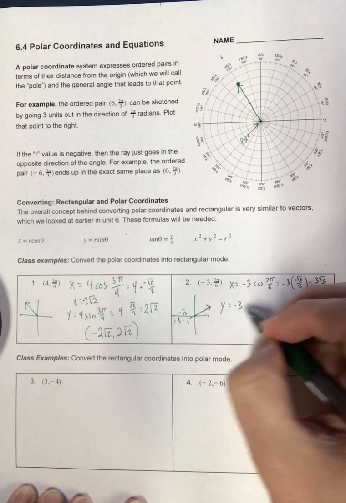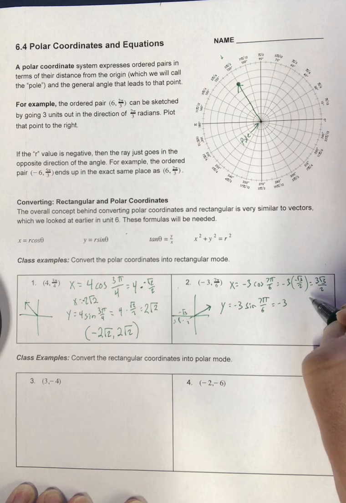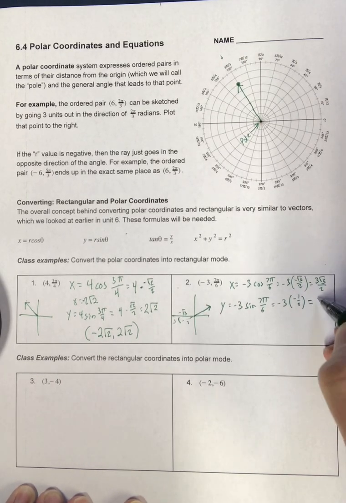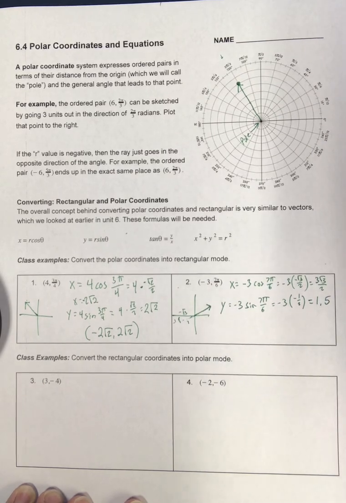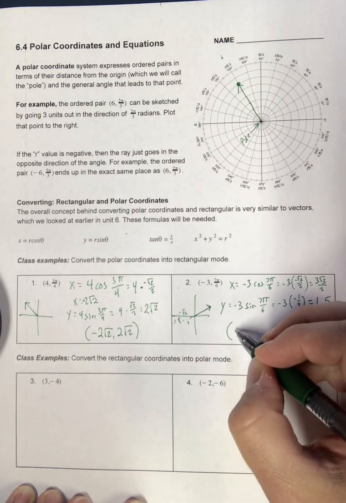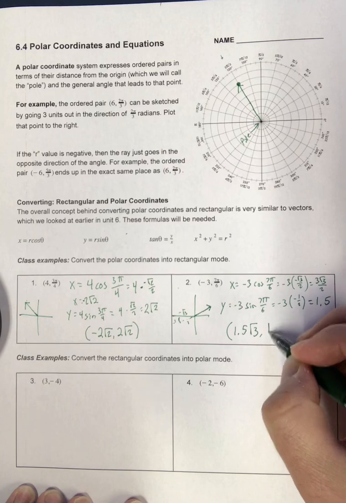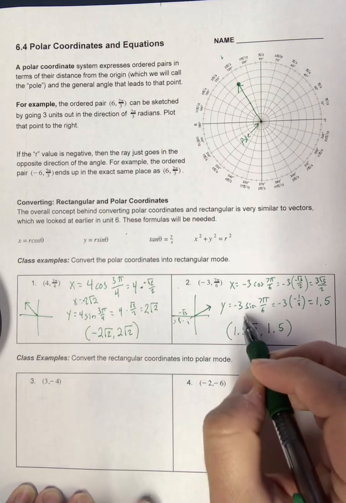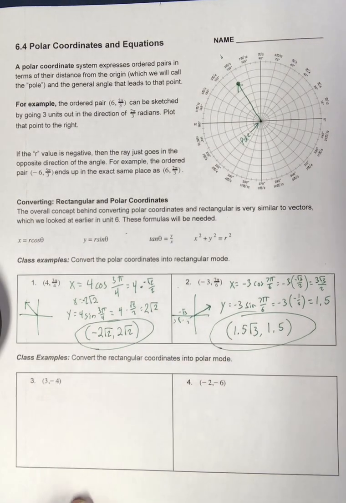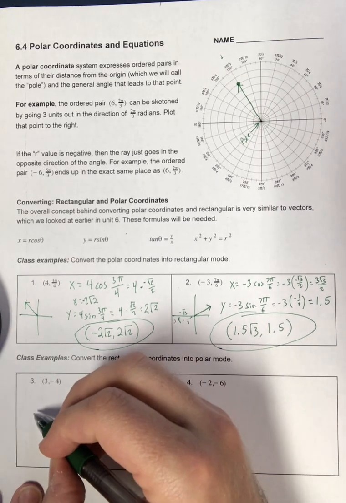The y value, negative 3 sine of 7 pi over 6, is negative 3. Sine of 7 pi over 6 is a little bit nicer of a number, negative 1/2. So we end up with 1.5. Making our ordered pair, if we convert 3 over 2 to 1.5, we have 1.5 rad 3, comma 1.5, and it makes sense that both of those are positive since we ended up in the first quadrant.